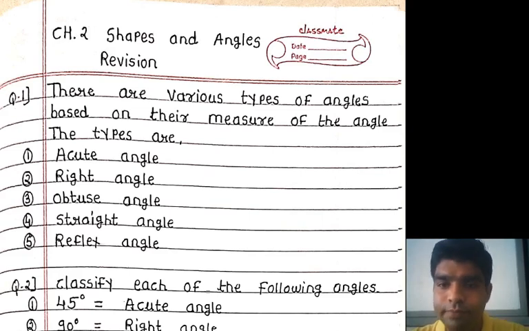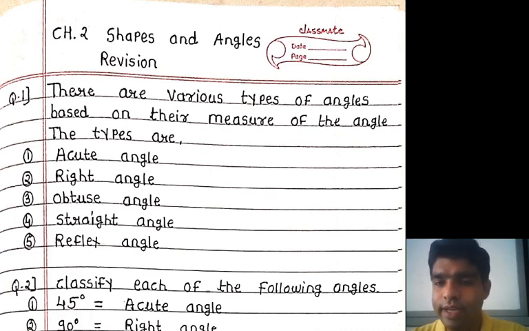Hello dear student. Today we start from the revision. This revision is based on chapter number two, which is named Shapes and Angles. Now listen here. Start from question number one.